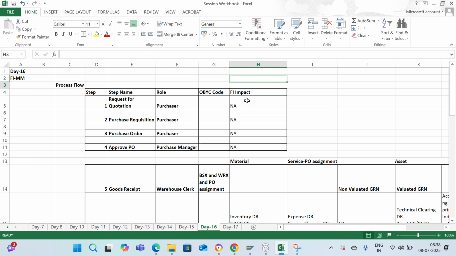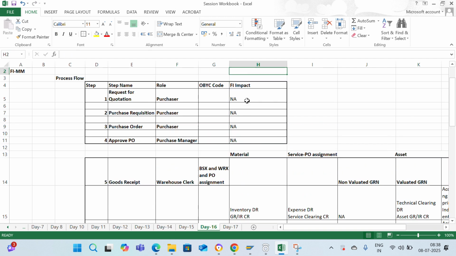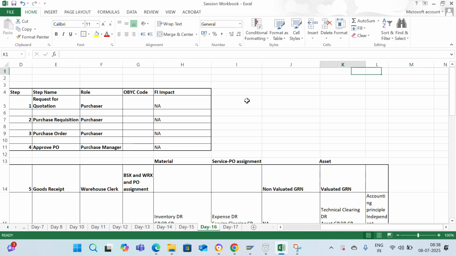Now let us try to understand what journal entries are posted during GRN and what journal entries are posted during the invoice receipt. To understand this, we must bifurcate our PO type. So there are 3 PO types. One is material, one is service, and the other is asset. Within asset, we have 2 scenarios: non-valuated and valuated.